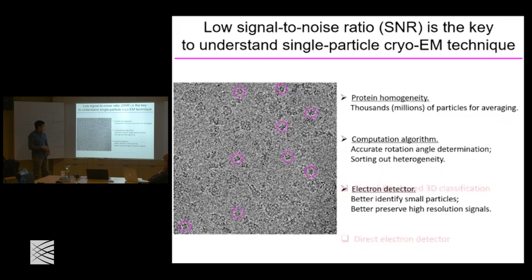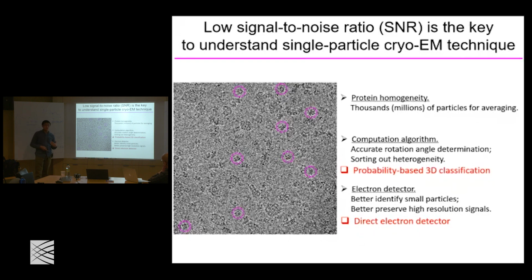And precisely in these two aspects is where the cryo-EM revolution comes from. One is that probability-based 3D classification dramatically improved the computational algorithm in terms of sorting out the particles and also improved the final resolution. And also the invention of the direct electron detector basically boosts the resolution for most structures to the level that you can see the side chains and build the model.